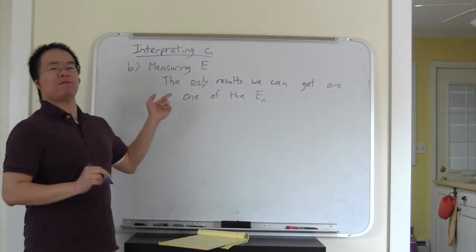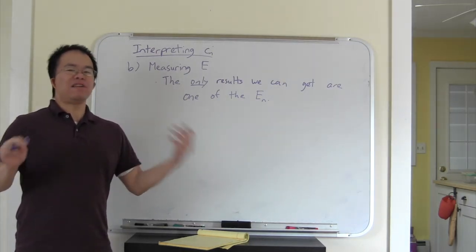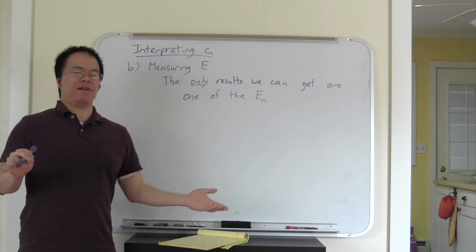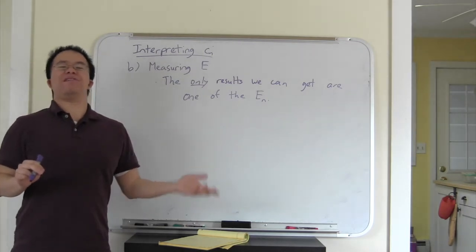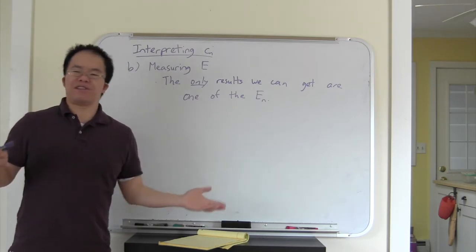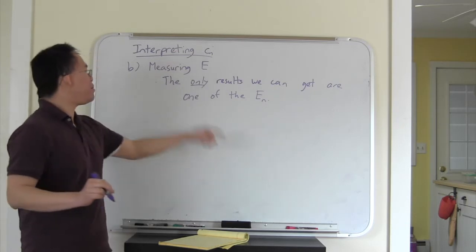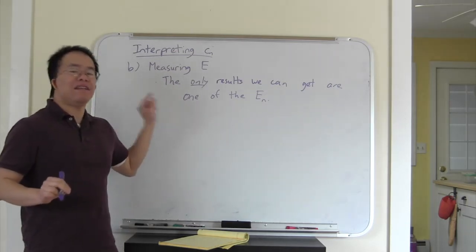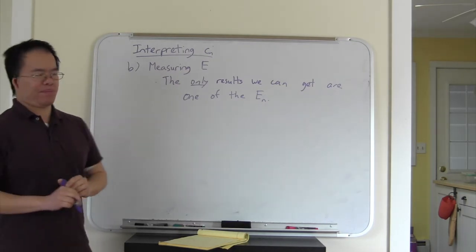We saw, right, that when we solved for the stationary states, the stationary states only have some allowed energies, but it turns out to be more general than that, because no matter whether you're in a stationary state or not, if you go and try to measure the energy of the system, the only thing you can get is one of those stationary state energies.